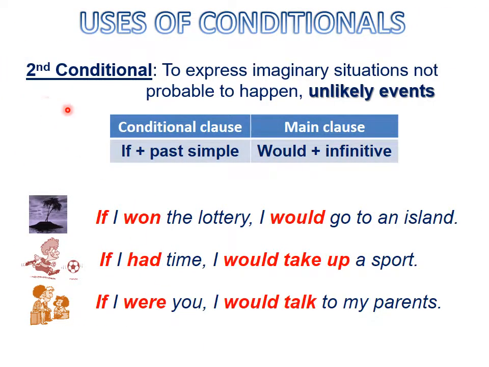Second conditional. This is to express unlikely events. This is to express imaginary situations which are not probable to happen. If I won the lottery, I would retire. What was my tense? Yes, I used past simple in the first part and then would plus infinitive in the second part.